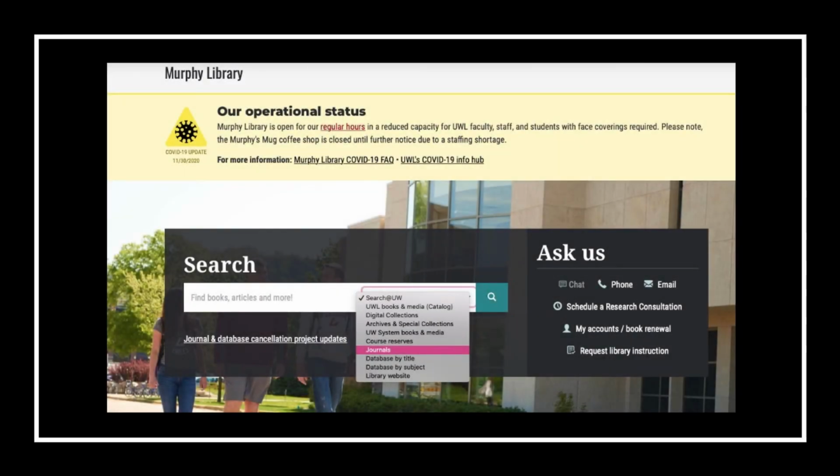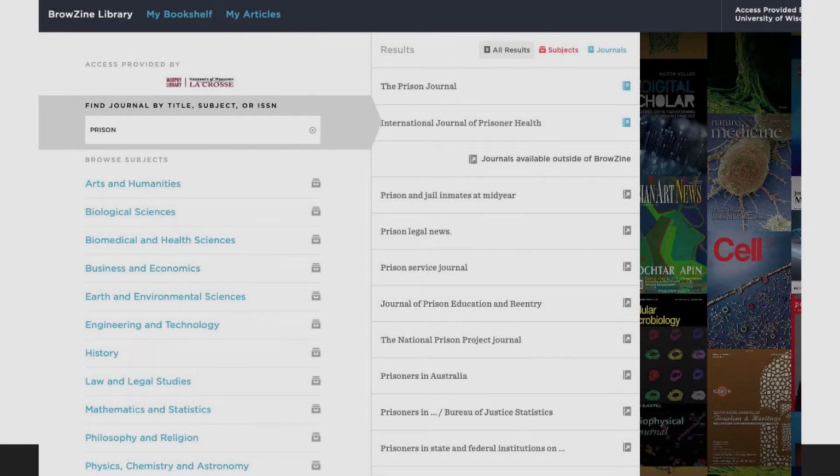If you navigate to the Murphy Library page, you can limit your search to just journals specifically. And say that you were interested in studying prison populations in the United States. So if you just type prison in the search bar, you will see a list of journals that exclusively publish articles just on the topic of prisons. So when we execute that search, we've got the Prison Journal, we've got the International Journal of Prisoner Health, we've got, what do we got here? We got the Journal of Prison Education and Reentry, right? We've got all these different journals that exclusively publish articles on this topic.